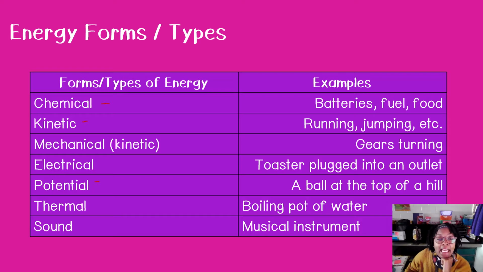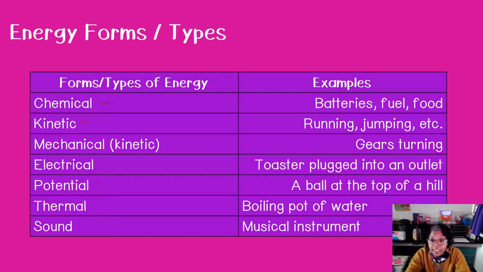Then we were talking about the forms of kinetic energy. So one of the forms of kinetic energy, we have mechanical energy, and that's gears turning. Another example of mechanical energy would be Miss Brown jumping up and down, or fist pumping in the air. That's mechanical energy, that energy of motion. We have electrical energy, so a toaster being plugged into an outlet is an example of electrical energy. Miss Brown has her laptop plugged up to the wall, so my laptop is using electrical energy, and that electrical energy is being transformed into light energy so that I can see my PowerPoint and see the screen, but also sound energy so you guys are able to hear me in this video.